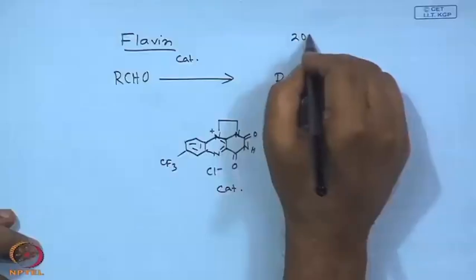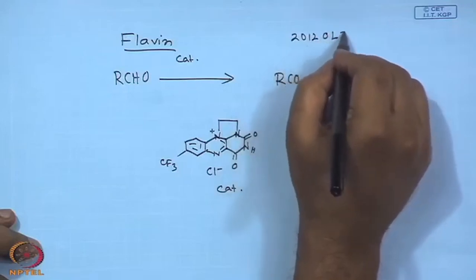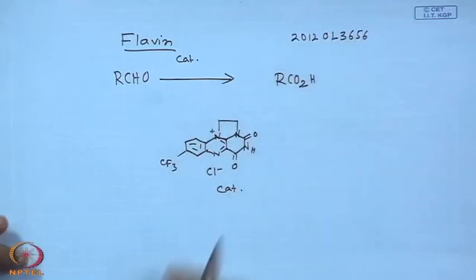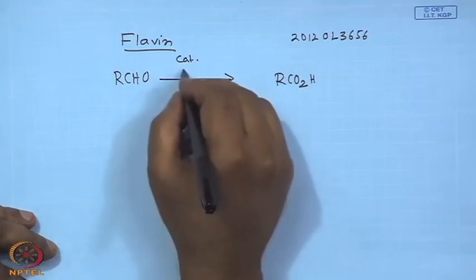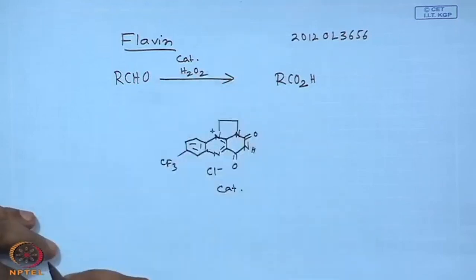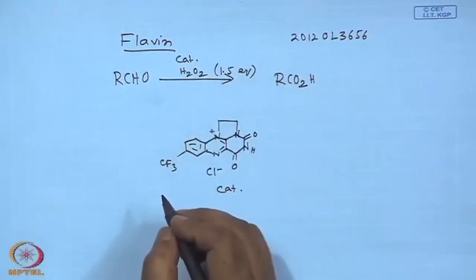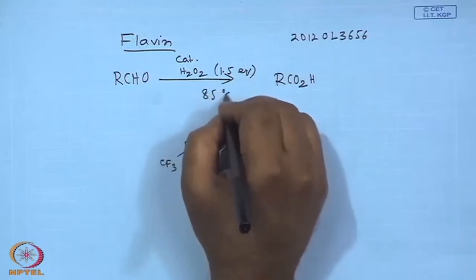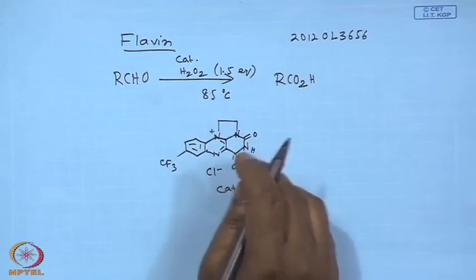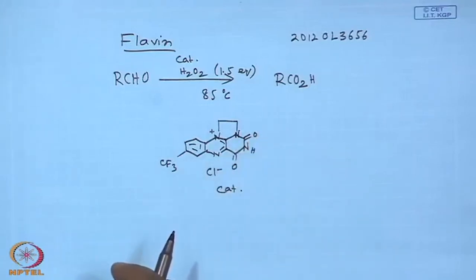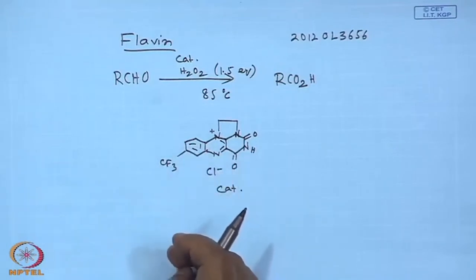We have hydrogen peroxide, which is a green reagent. There is no metal here, right. This has been published in 2012. There are other papers, but the latest one is this one, so you can go to it and see. It is quite interesting. What you have to do is just use 1.5 equivalent of hydrogen peroxide, not much, and heat it at 85 degrees centigrade. The catalyst amount required is very little, only 2.5 mole percent.